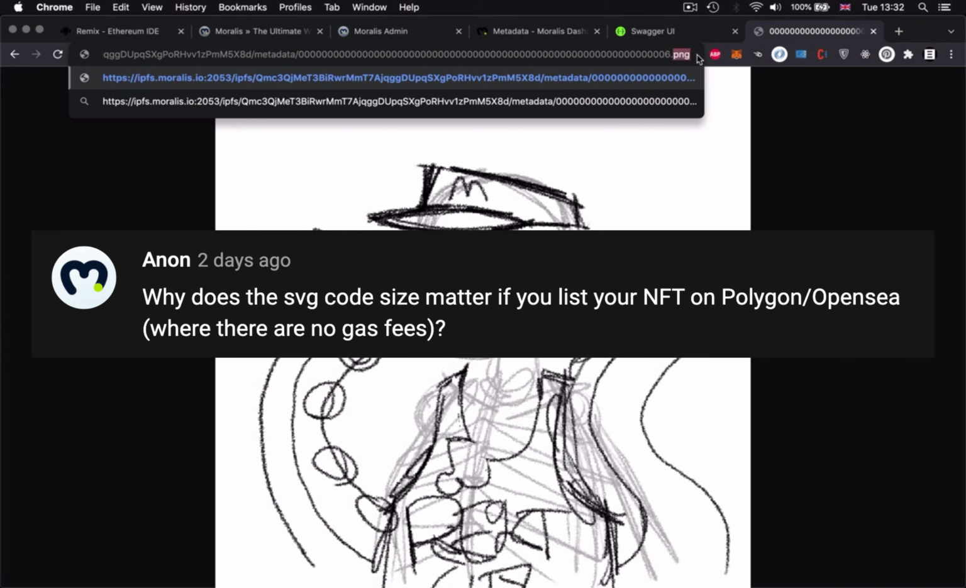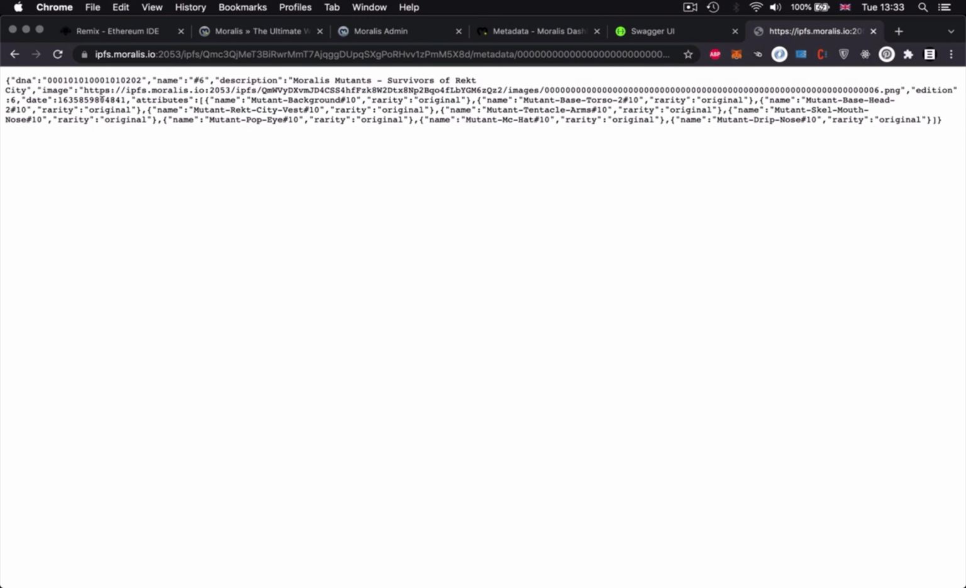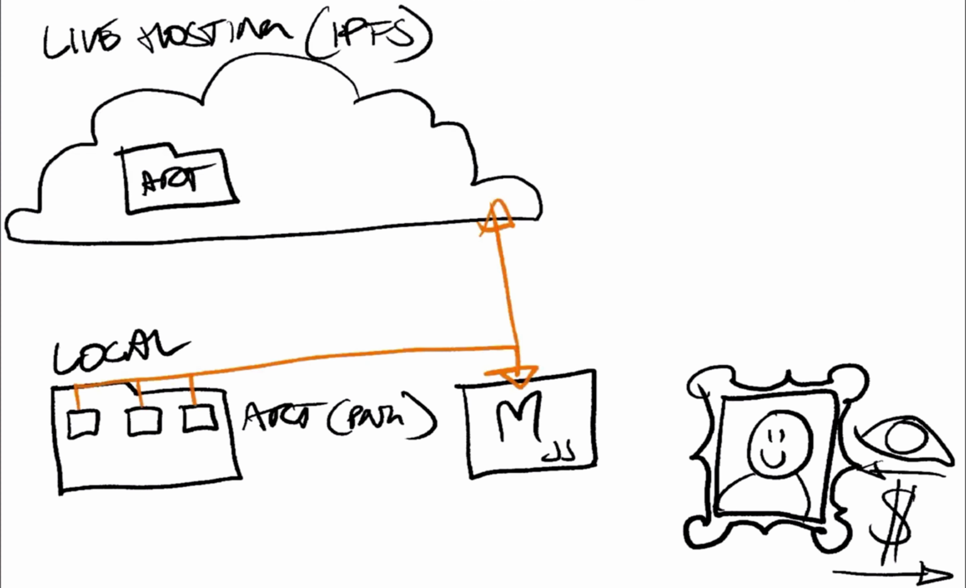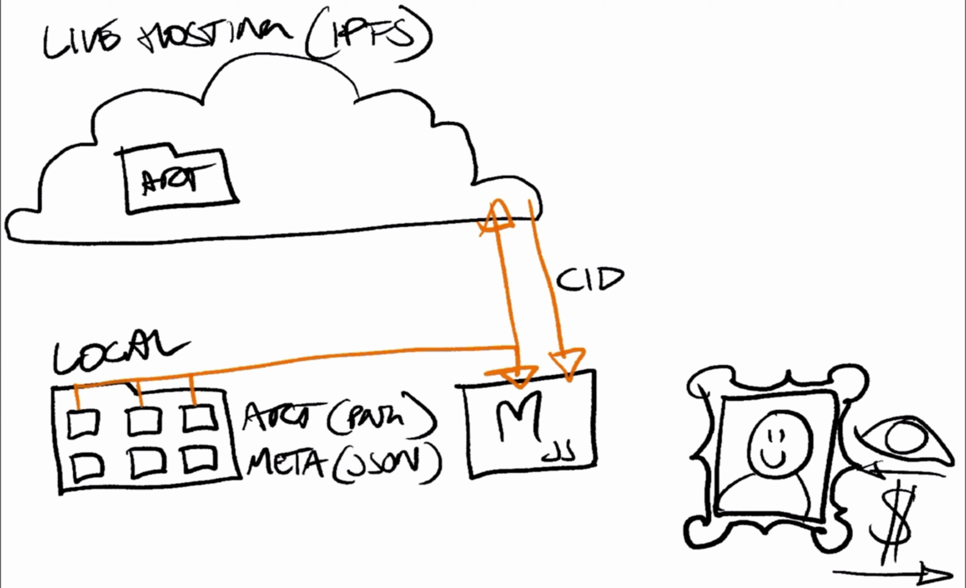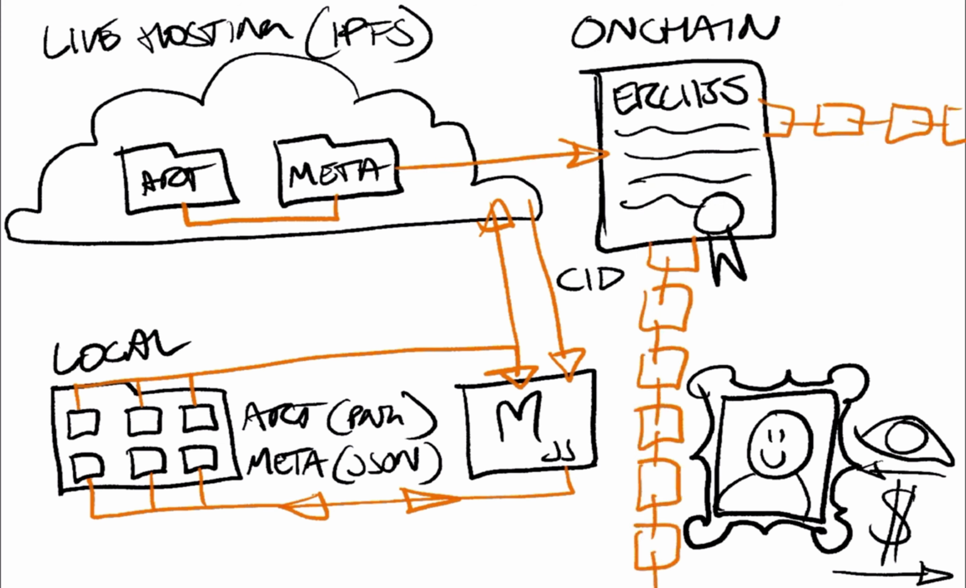Next question I've got is, why does the SVG code size matter if you list your NFT on Polygon/OpenSea where there are no gas fees? So the size of the file that comes out the other end of our generative art engine doesn't matter to the gas fee, because we're uploading to IPFS, and then once our file is uploaded to IPFS, we're just getting a unique reference, a unique hash, a CID, that we're then using as our reference on the blockchain. But anytime we interact with a blockchain, there's going to be gas to pay, but that fee shouldn't change based on the size of the file.